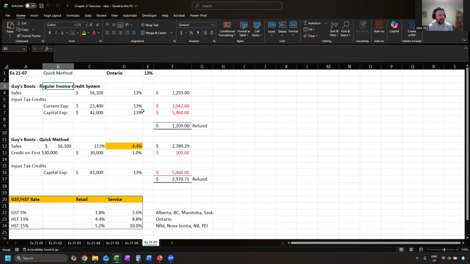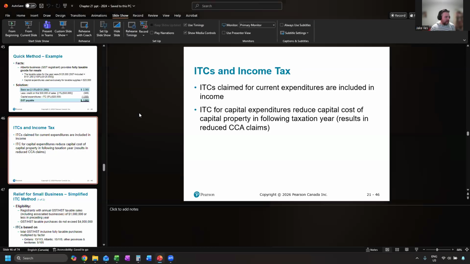So this exercise was to demonstrate that the quick method doesn't always come out to the same result as the regular method. Sometimes it's worse, sometimes it's better. And if it's better, that's great for us. A small business probably wants that extra $1,700. Okay, so that is the quick method.